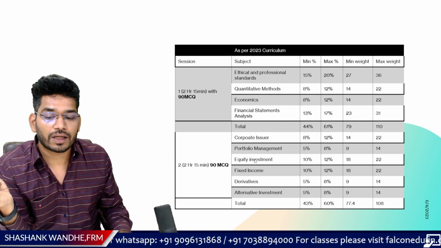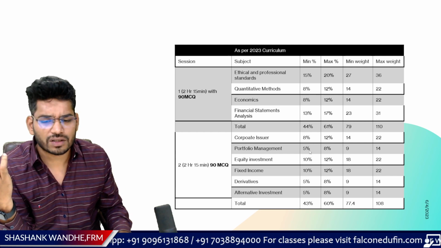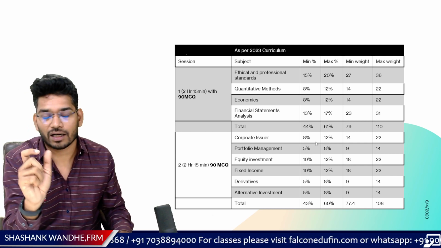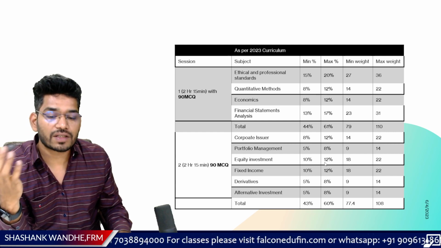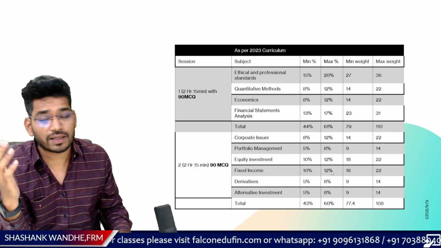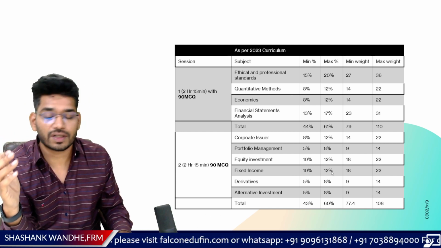Now the portfolio management and the equity investment are linked, but this portfolio management is very small in size, like there are a limited number of topics. Equity investment is slightly bigger and you have 10 to 12%. Fixed income is among the most difficult subjects in CFA level 1.